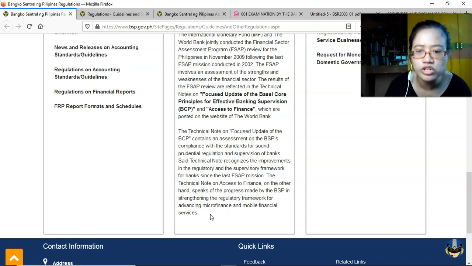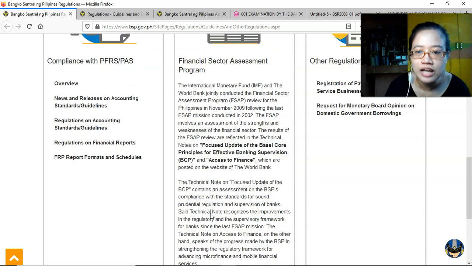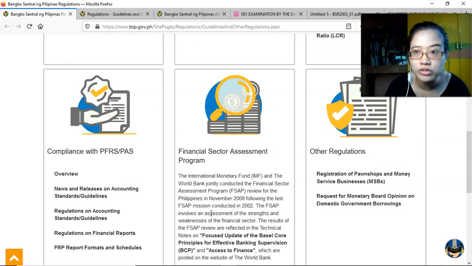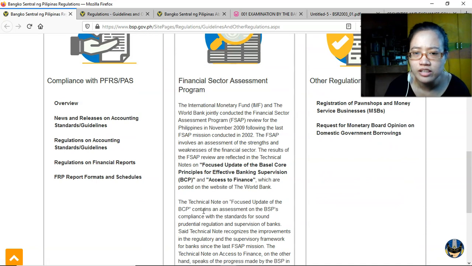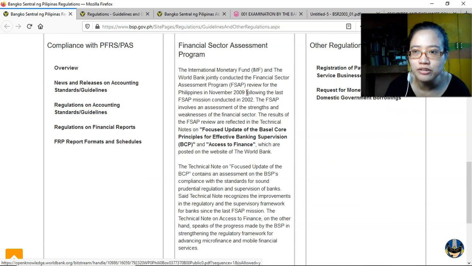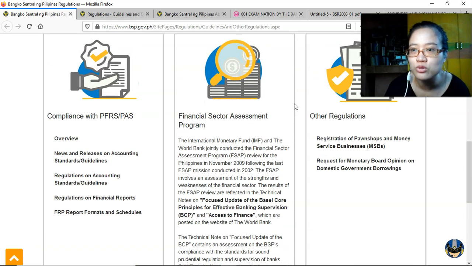Also, I think we should check out the latest update reports or annual reports of the BSP to know what has already happened, how they adapted to the current situation because of the pandemic. And of course, this information is kind of very old, 2002, 2009, and it's already 2021. So we need to update. That's why I've been saying it's important for us to read the news and to look for certain updates from these institutions so we know what's happening, right?